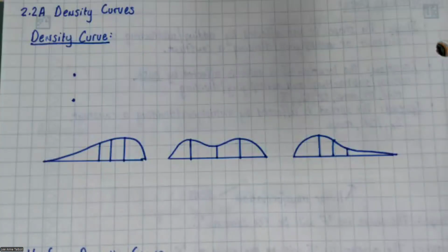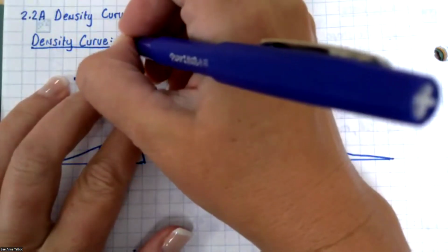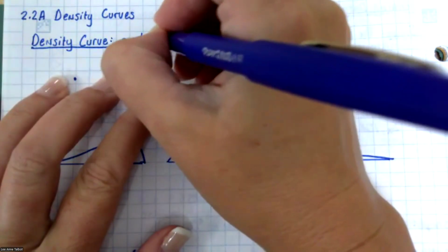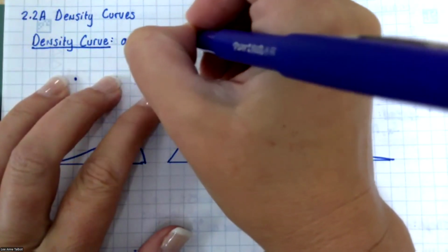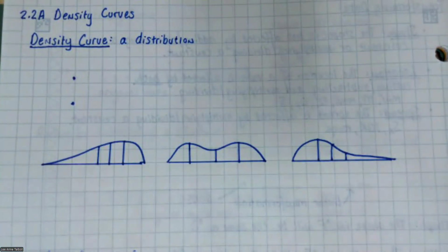First thing we need to do is define a density curve. And that is a distribution. Okay, and let's pause on that word, because we hear it so many times in stats, but it's kind of vague. It means a data set of numbers.